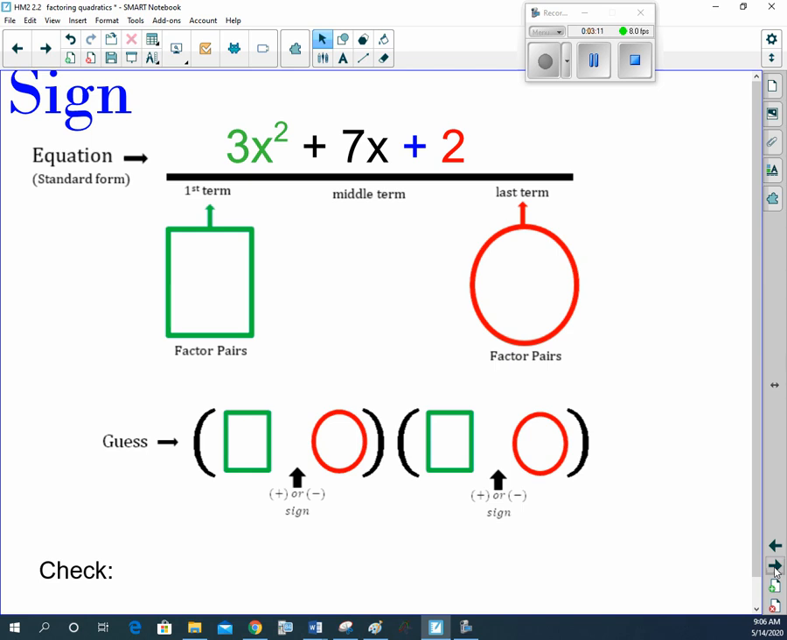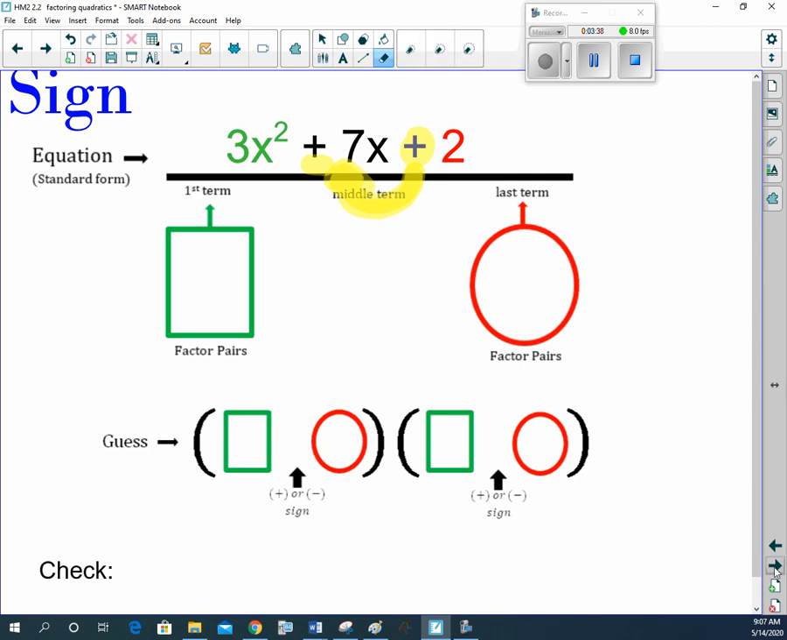A couple of things you want to look at first. Number one, look at the sign right here. Since that sign is positive, that means I'm going to have to add two numbers together to get a plus 7x. That's what it's telling us. You have to keep in your mind it's a plus, so you're going to add two numbers together to get a plus 7x.